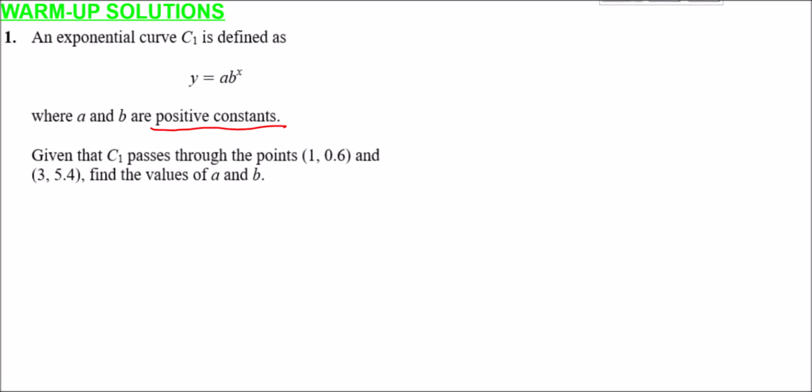So we know one point is when x is 1, y is 0.6. So we can substitute in this one here straight away. And so when y is 0.6, 0.6 is going to equal a multiplied by b to the power 1, because x is 1. But b to the power 1 will just be b.